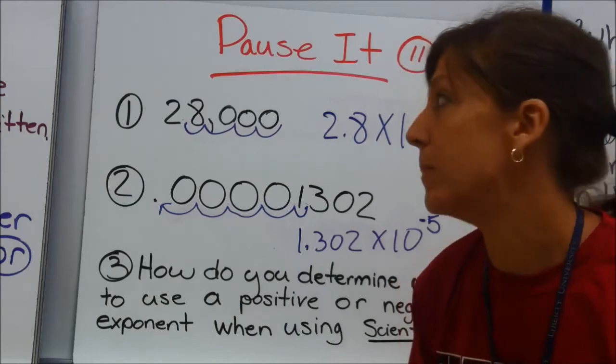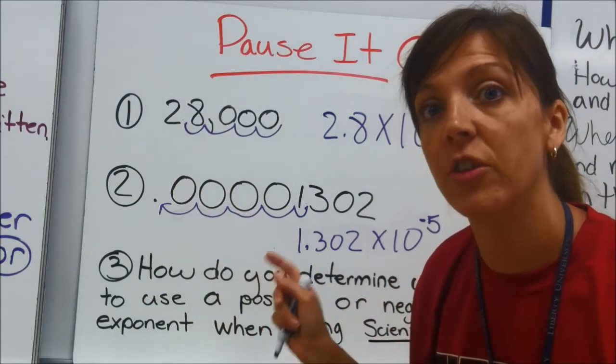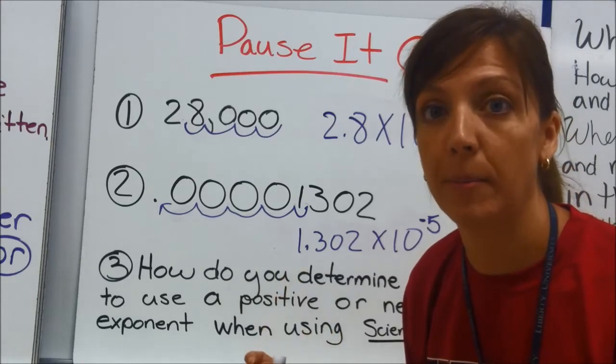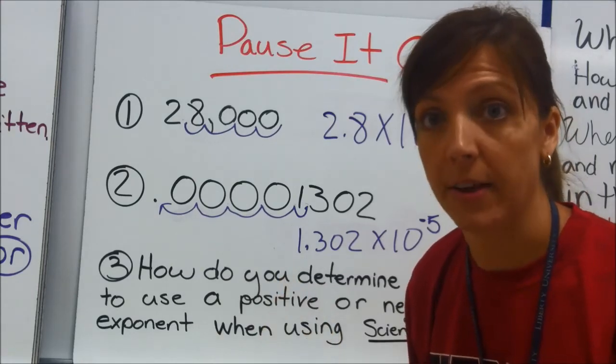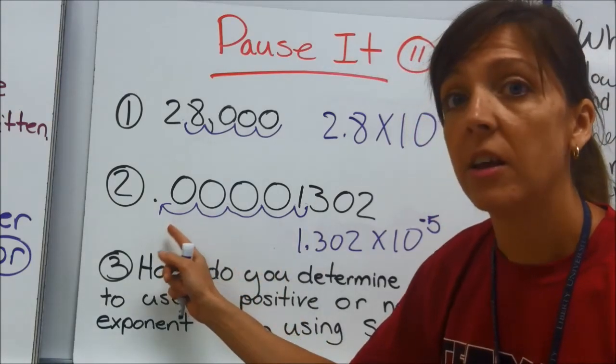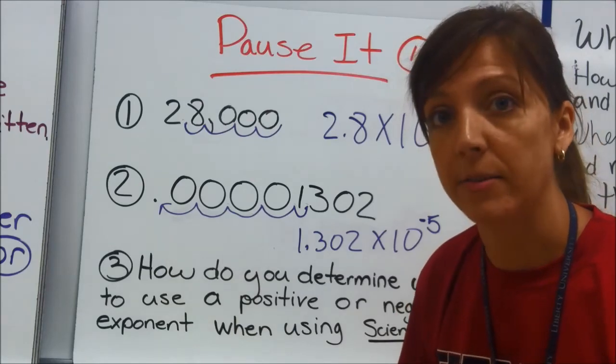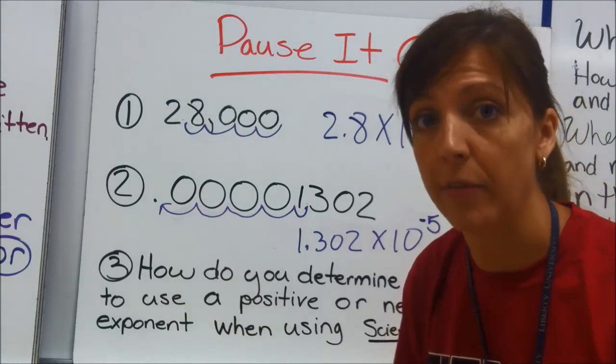How do you determine whether to use a positive or negative exponent when using scientific notation? The answer to that would be if you move the decimal in a positive direction to the right to get your original number, then you use a positive exponent. If you move the decimal to the left to get your original number, then you use a negative exponent because negative numbers are to the left on a number line.